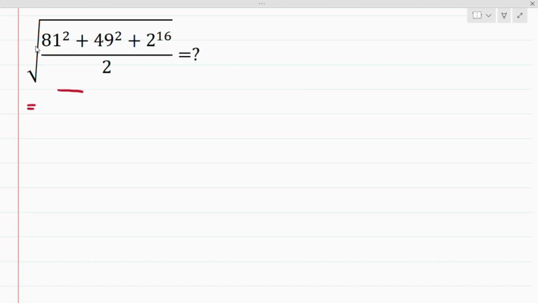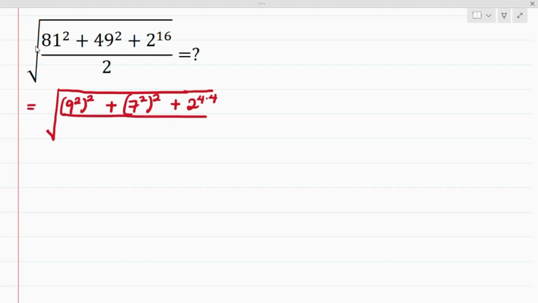So we have this to be the square root of, now we can easily express 81 to be 9 raised to the power of 2, plus, now we can easily express 49 to be 7 raised to the power of 2, plus 2 raised to the power of 6. Now 60 can be expressed as 4 multiplied by 4, and this is going to divide 2.